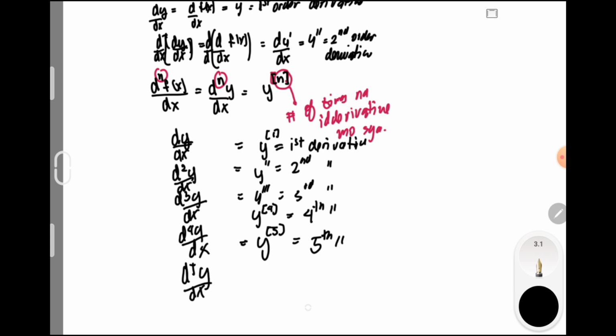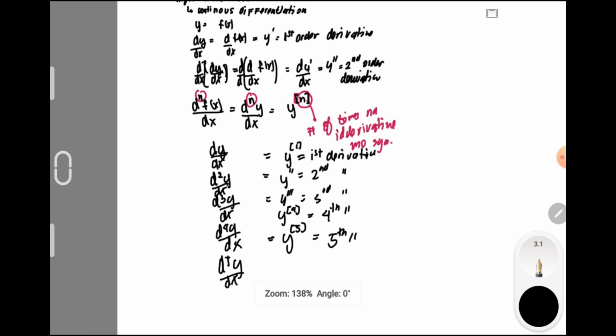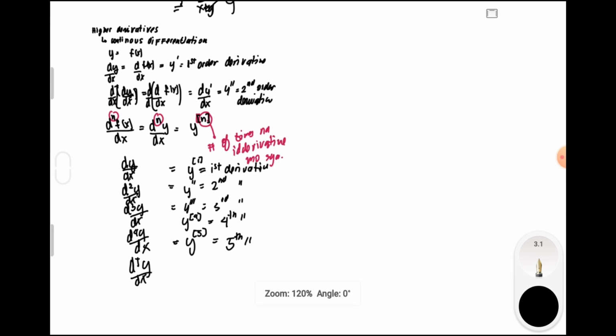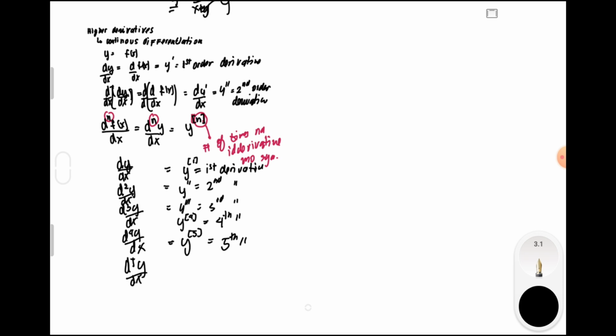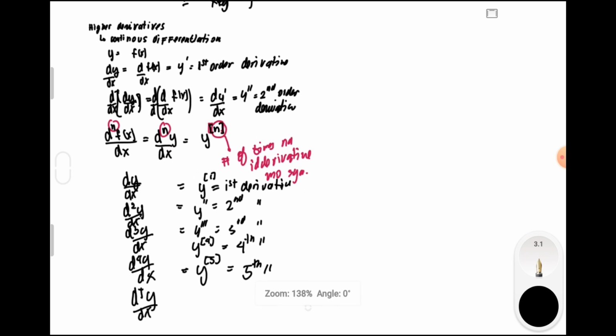Okay? So meaning nito yung ating mga different derivatives for our higher derivatives. Okay? So that is our higher derivatives. Continuous differentiation lang hanggang ma-meet mo yung gusto ng problem.